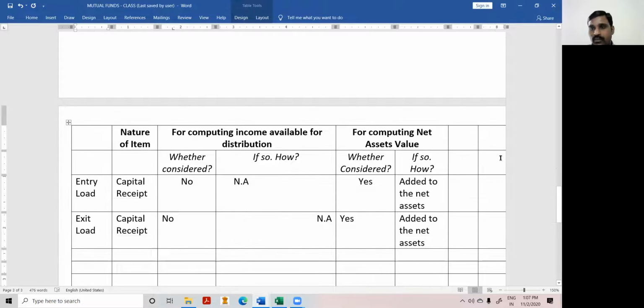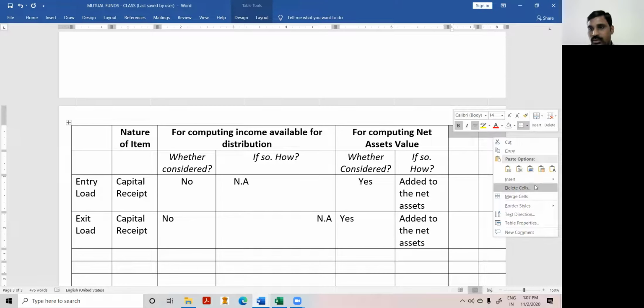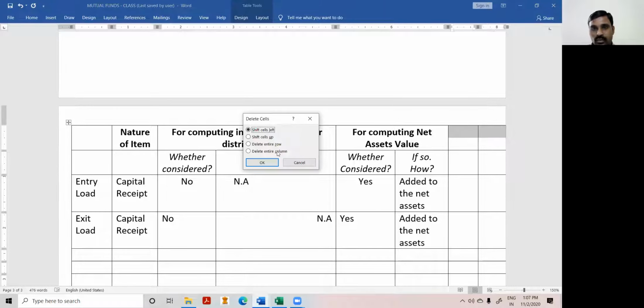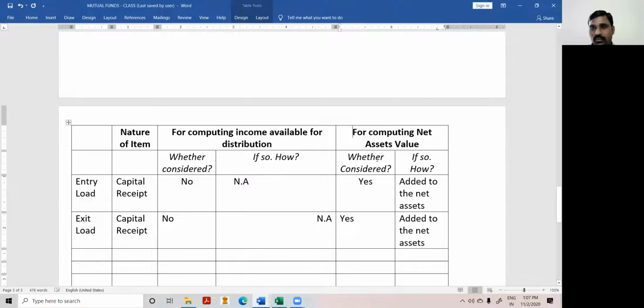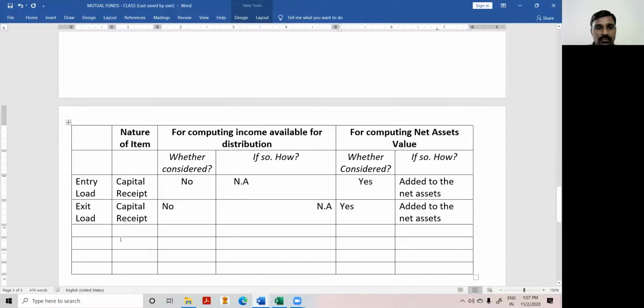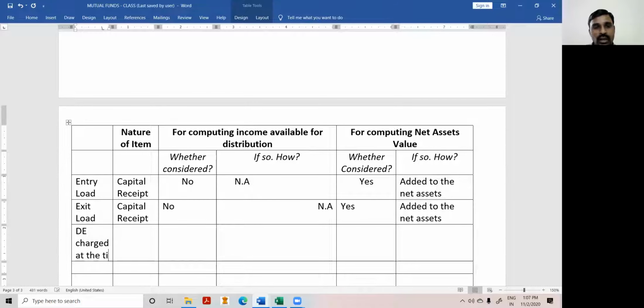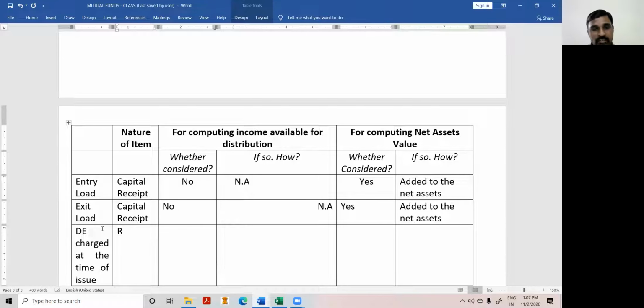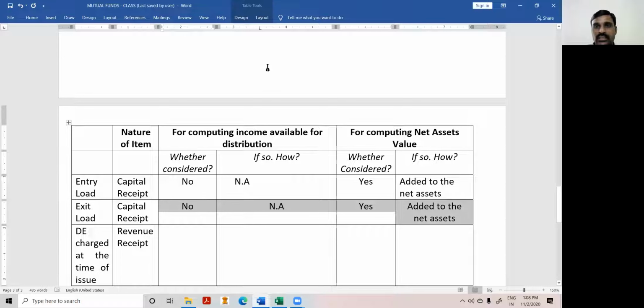So this is the point: whether it is added to the fund, yes; how it is added to the net assets. Next, dividend equalization. Dividend equalization charged at the time of issue of units is a revenue receipt. Whether it is considered, the answer is yes. It will be considered.